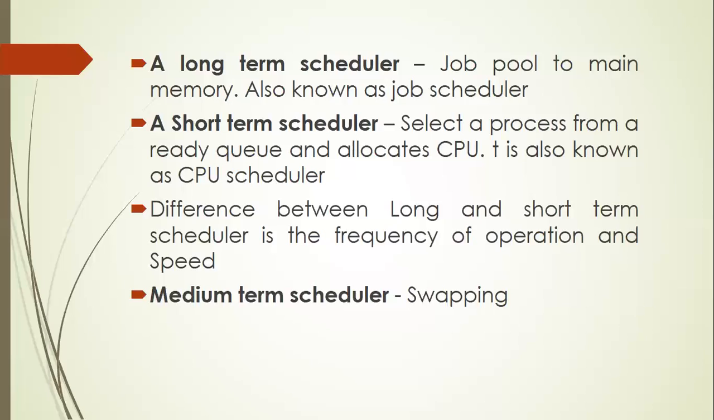Mid-term scheduler. Sometimes what happens is your CPU is executing one of the jobs from the ready queue. All of a sudden, a high priority job comes. In that case, the CPU has to stop executing the job which is currently executing and pick up the high priority job.